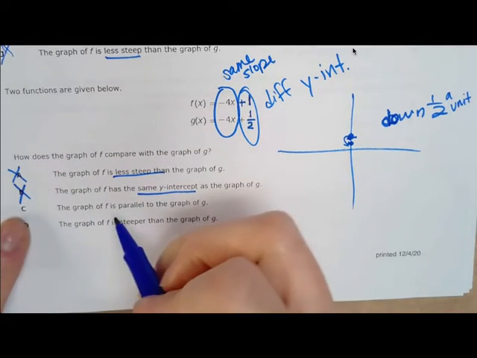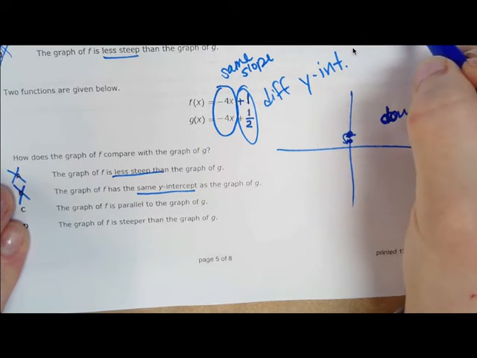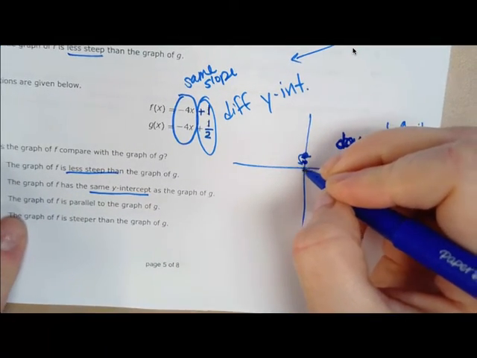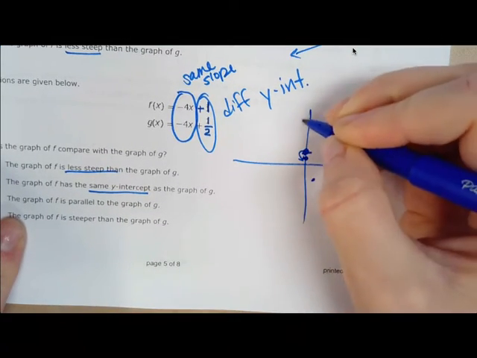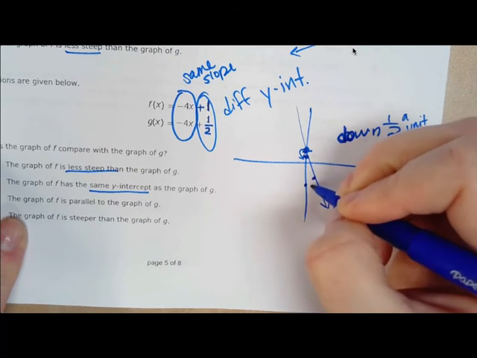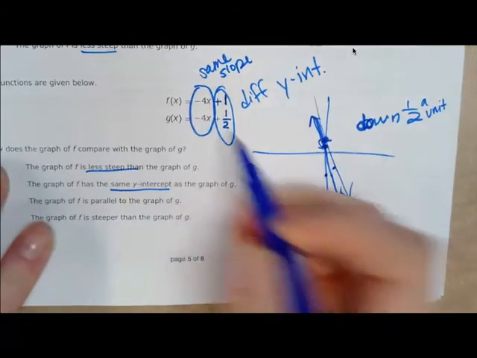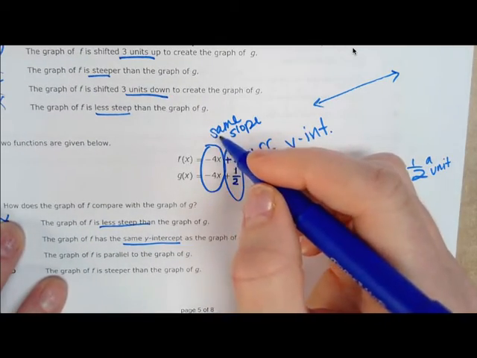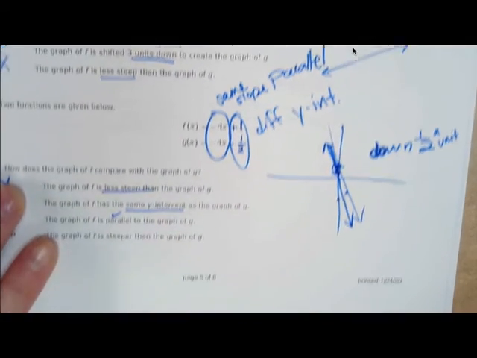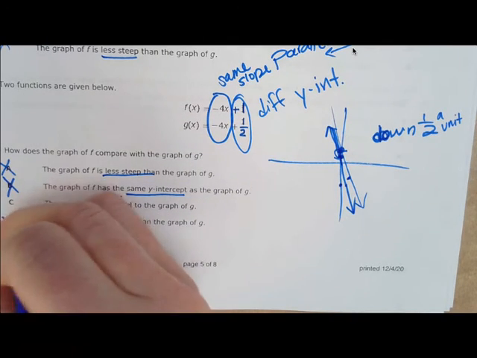Okay. The graph of F is parallel to the graph of G. Yes. Same slope means I'm going to go down 4 over 1, and the other one is also down 4 over 1. My drawing is really terrible. But if they have the same slope, they have the same steepness, which really means that they're parallel. So yes, they are parallel. The graph of F is steeper than G? No. So it is C.